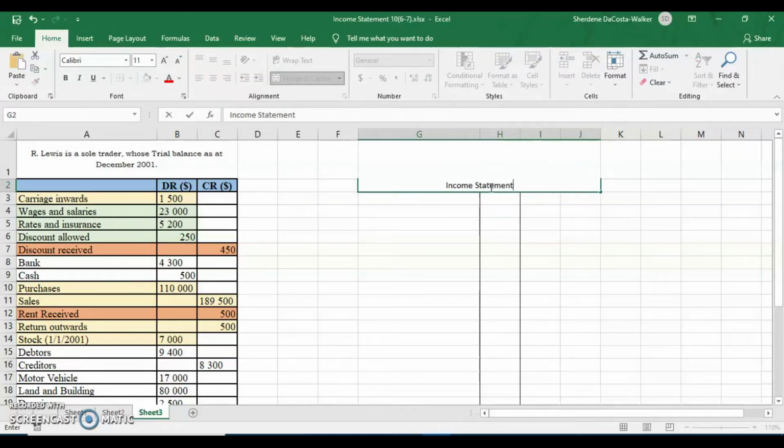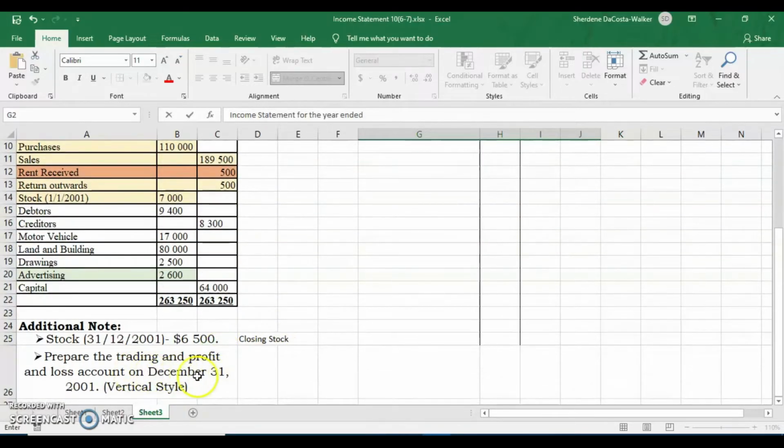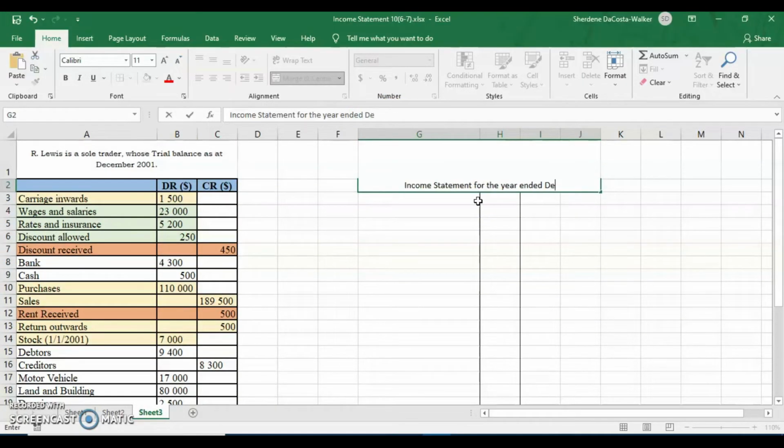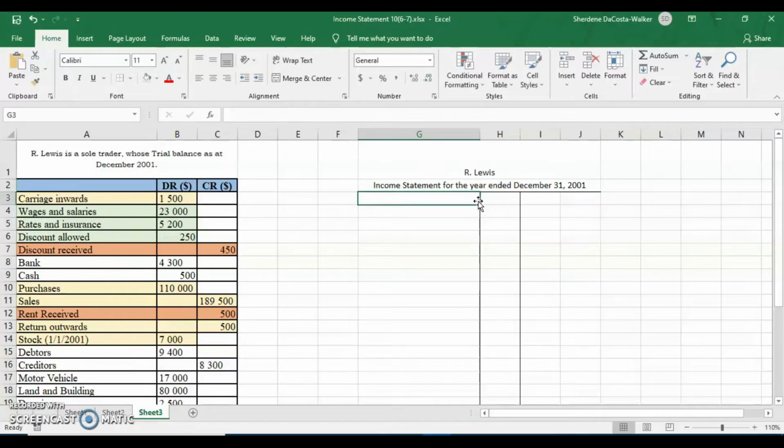As stated before, your income statement is the same as your trading and profit and loss account. Income statement for the year ended, and we're going to state for which period. That's what they said, December 31st. I'm going to write December 31st, 2001. So I have placed my heading there, the name of the organization or the proprietor, and then the statement name, which is income statement, and the year or the date that it was done.